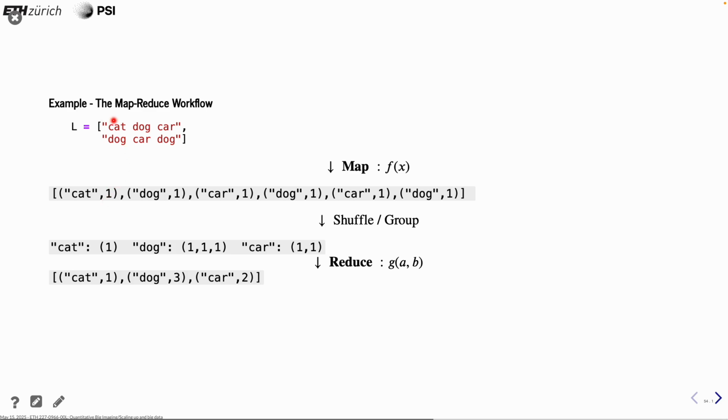And that can be described like this. So we have here two strings. We have cat, dog, car, dog. And when we do the mapping, we can see here that each of these words gets a 1. Then we do the shuffle and regrouping. We see that cat only has a 1, dog is now a vector of 3 ones, and car is appearing twice, and then the reduce is just summing how many we have of each, and then we come to the counting of each element. So this is how it's split down in this MapReduce scheme.